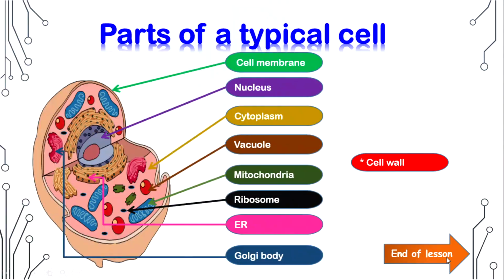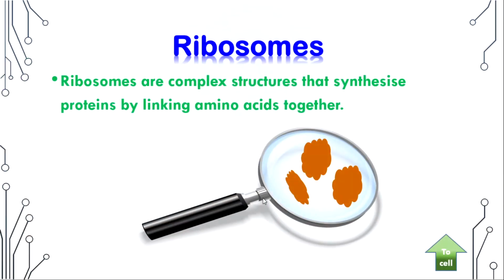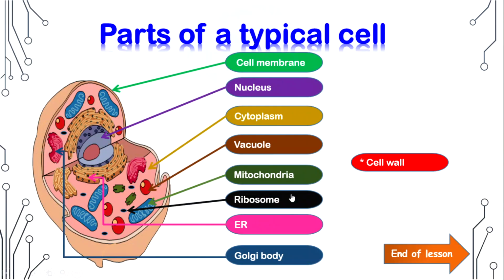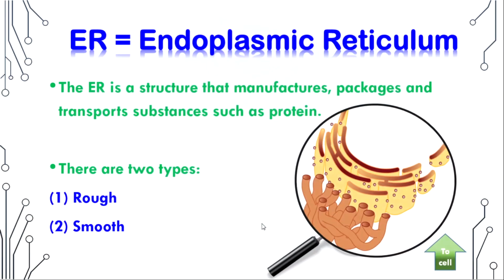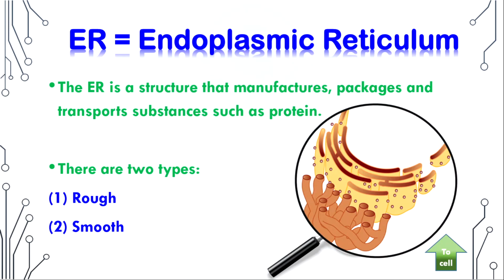All right, we just finished looking at the ribosome. Let's go to the other structure, which is the ER. And ER, which we call the endoplasmic reticulum. All right, so you can simply remember it as ER. It is totally acceptable. And the ER manufactures, packages, and transports substances such as protein. They're very important in doing that. But not only protein, folks, and you're going to see why in a minute. So there are two types of ER. You have the rough ER, and you also have the smooth ER.